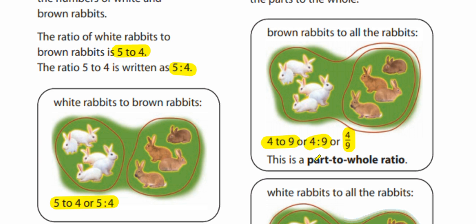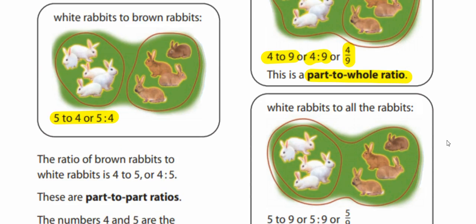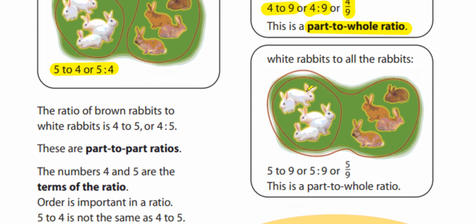And this is a part to whole ratio. So I'm comparing part of the group to the entire group. Similarly, I can do this with the white rabbits to all of the rabbits, where I would have 5 to 9, 5:9, or 5 out of 9. So this is also a part to whole ratio. When I compare the white rabbits to the brown rabbits, it is a part to part ratio because I'm comparing one part of the group of rabbits to another part.